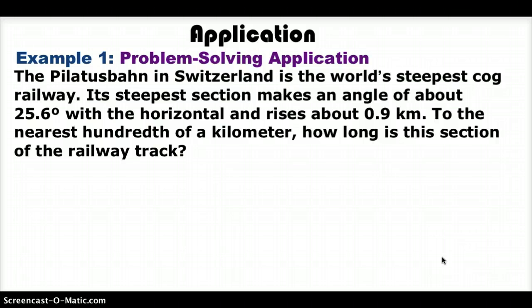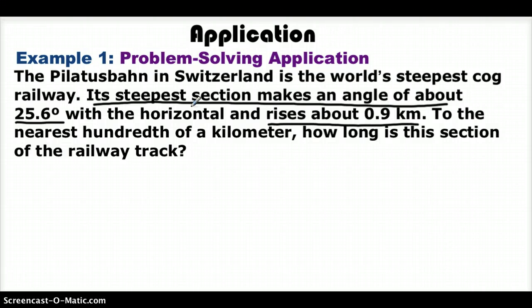Well, part of what's great about these problems, and what a lot of you are really good at, is modeling them with a picture. So to me, this is what it's saying. We're talking about this railway, like a train almost. It says its steepest section, so it's talking about this steeper section, and it makes an angle of about 25.6 degrees with the horizontal, and it rises about 0.9 kilometers.